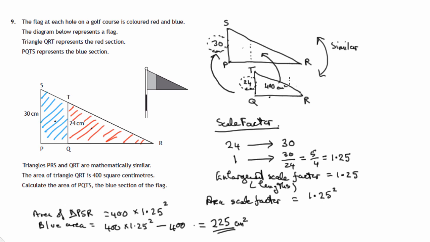So to get the large area, multiply the 400 by the 1.25 squared. That gives us the area of the whole flag. Chop off the original 400 square centimetres, the red area, to get the remaining blue area. And calculation gives you 225 square centimetres for that.